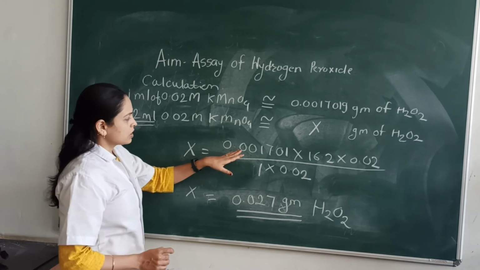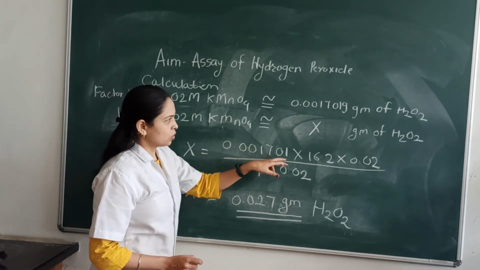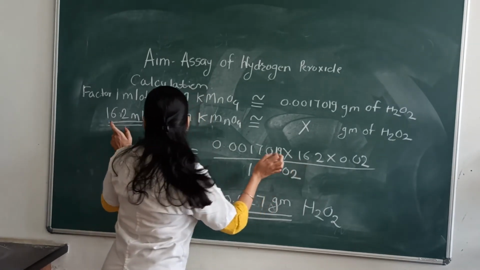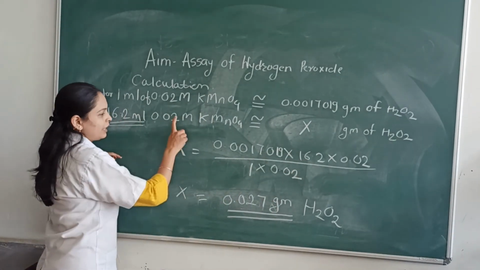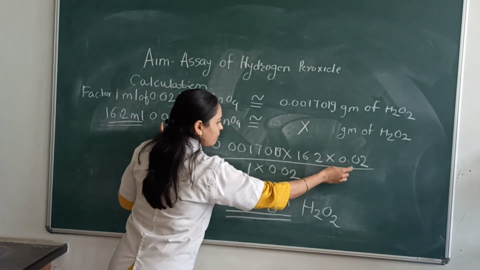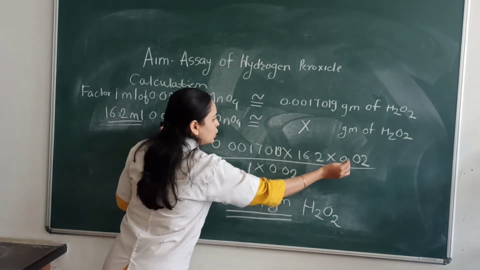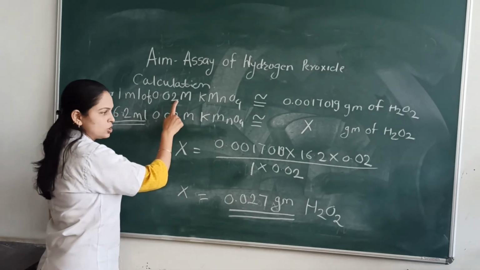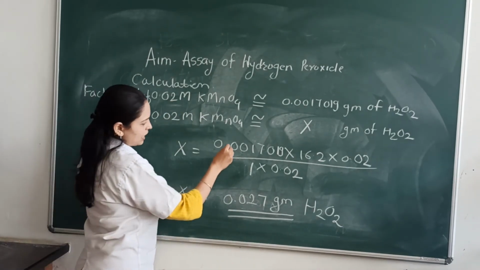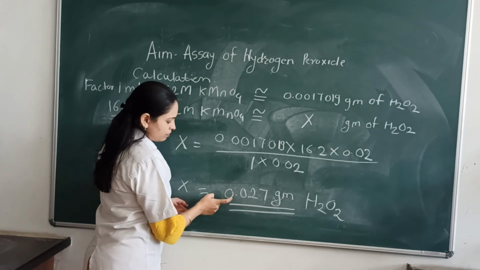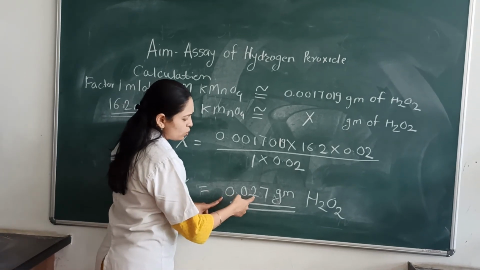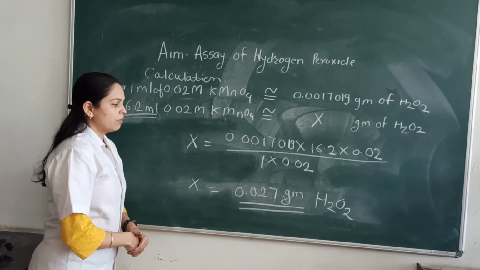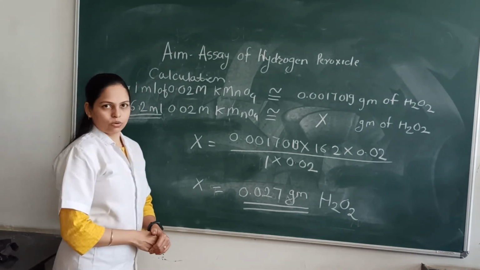See, 0.001719 gram into 16.2, that is our burette reading, into the molarity of KMnO4 found during the standardization, divided by 1 into 0.02. Finally, doing this calculation we will find 0.027 gram of H2O2 in our sample.